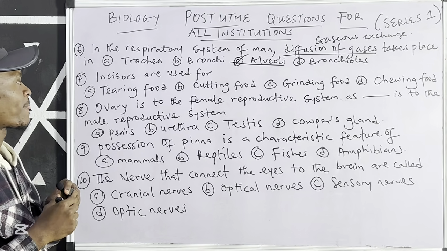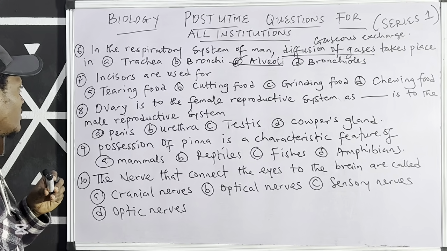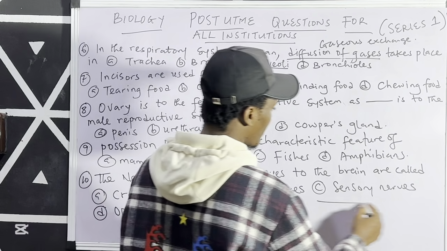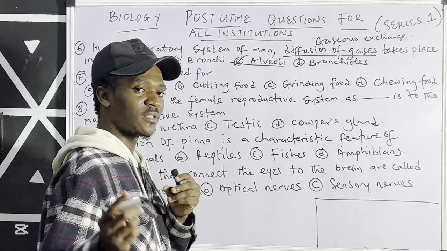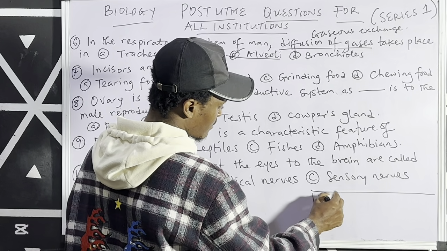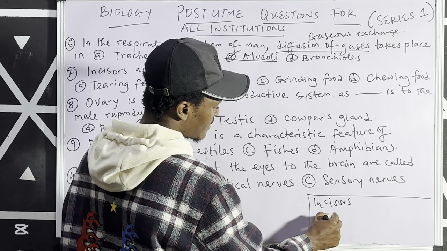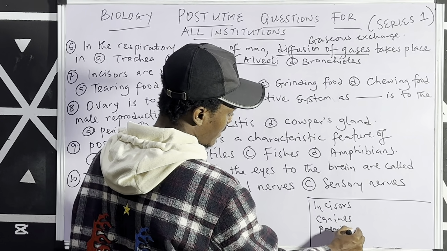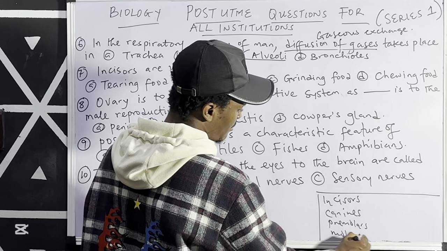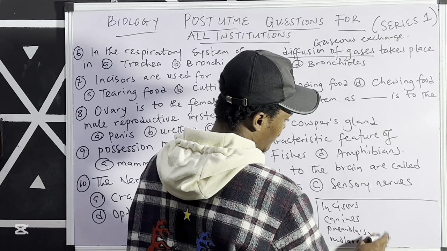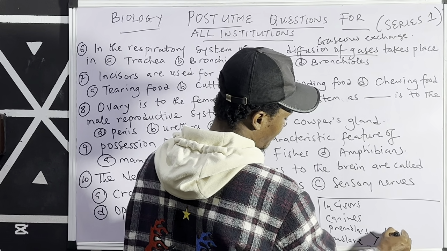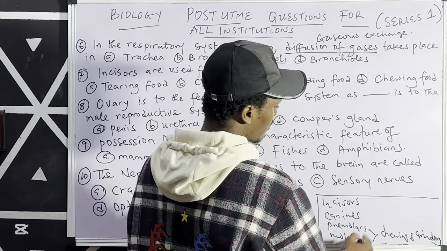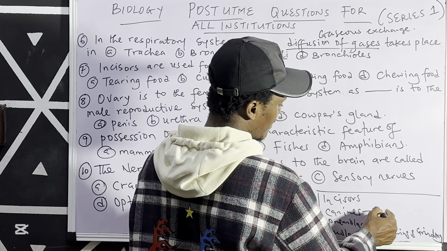Take note of that. Then the next question, question 7. Incisors are used for. Now, this thing is taking our minds to teeth. What are the types of teeth? We have the incisors, we have the canines, we have the premolars, and we have the molars. Now, the premolars and molars are involved in chewing and grinding, crushing of food. Then while the canines, they are involved in tearing.